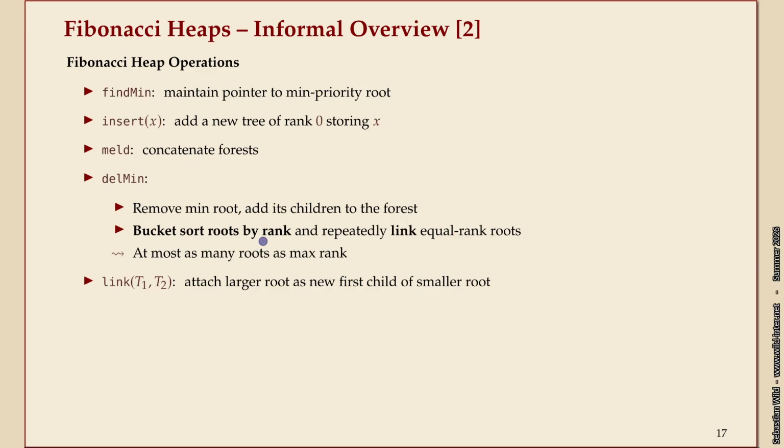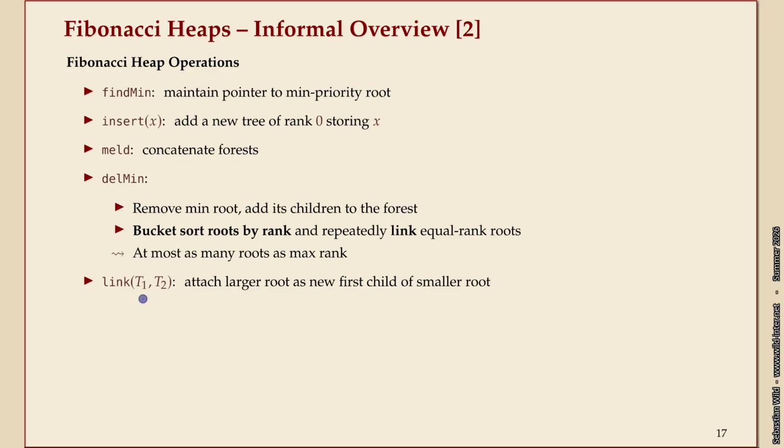So formally I bucket sort by rank, which means I group the trees by the rank of the root. And whenever I have two with equal rank roots, I call this link operation that I'll come to in a second. Link always makes a larger tree, so the rank will go up. Eventually, you'll have at most one root for each rank, and that will bound the number of trees in the end. But you'll have to work your way through there.